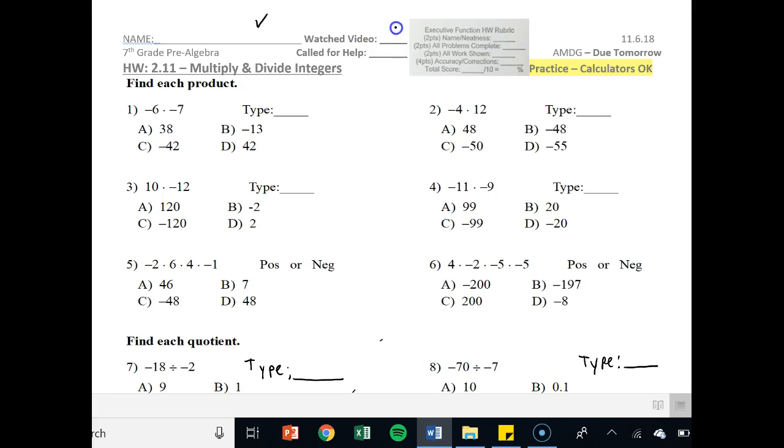If you watch the video, you can go ahead and check mark. This is due tomorrow. Calculators are okay, and the main thing you're going to want to make sure you label though is the type and whether your answers can be positive or negative.